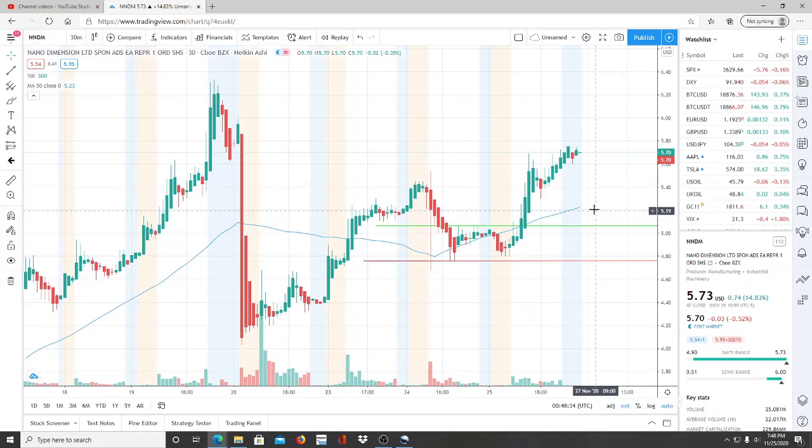So where's the 50-day moving average? Well, the 50-day moving average is 5.23. We are currently above it, which means we're in bullish territory. And the moment we're below it, we would be in bearish territory.